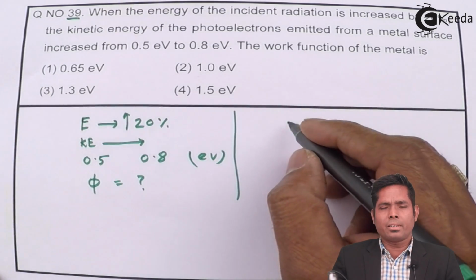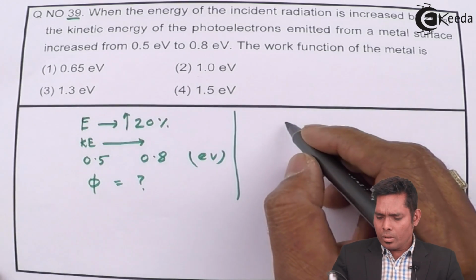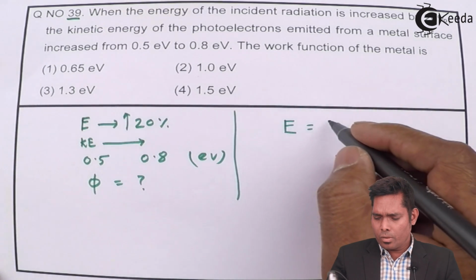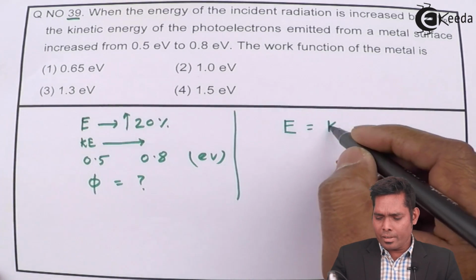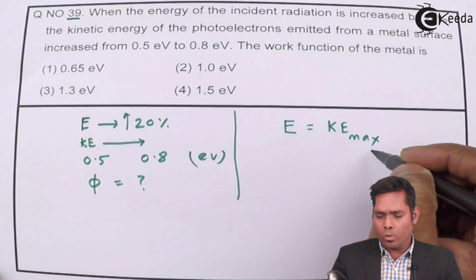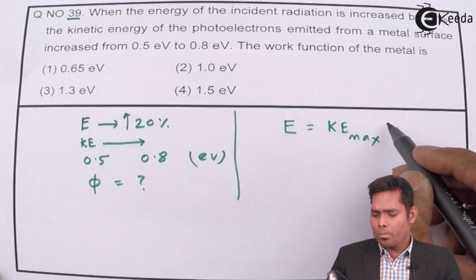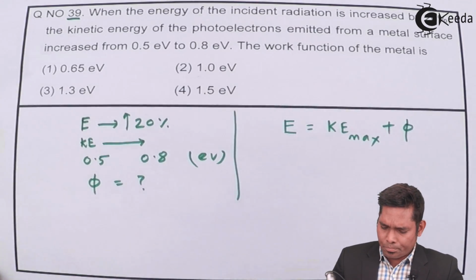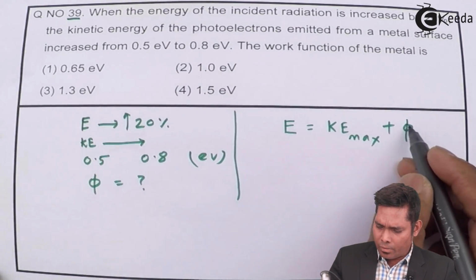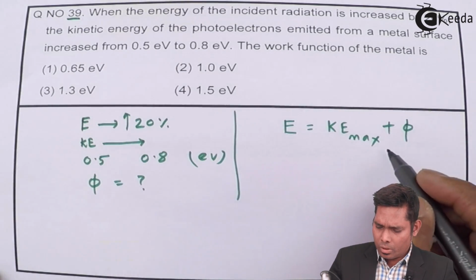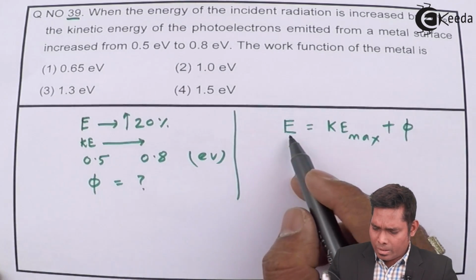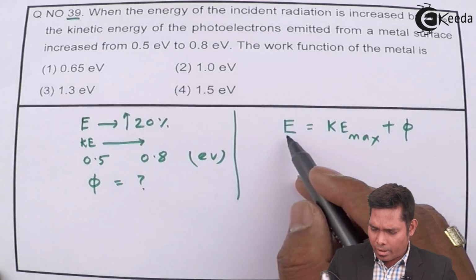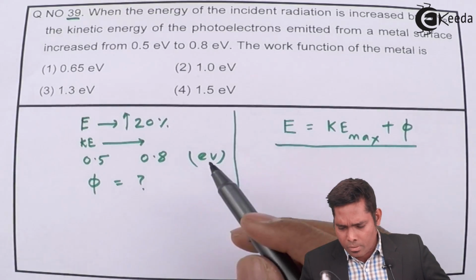We know that from Einstein's photoelectric equation, the energy that is incident is used in two ways. It goes to the maximum kinetic energy plus the work function of the metal. So the question is to find the work function of the metal, but I'll write here that this equation has to be used two times.